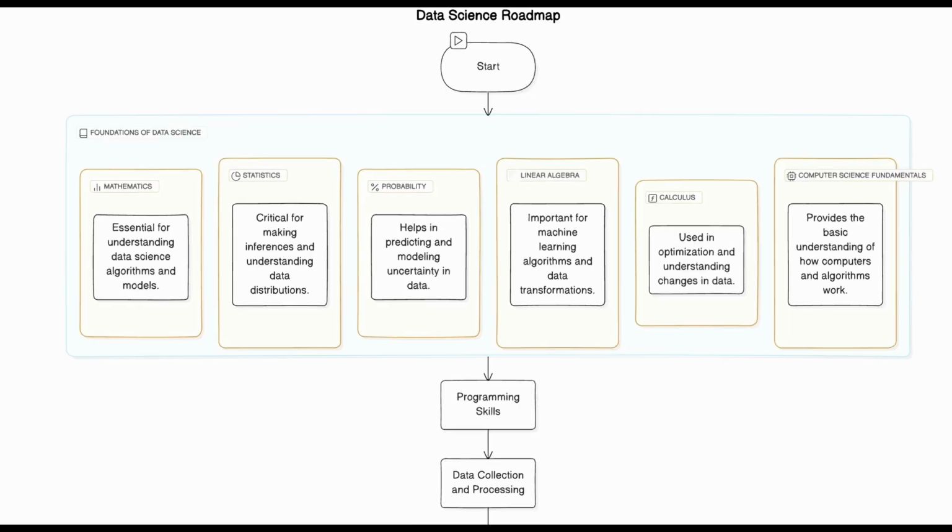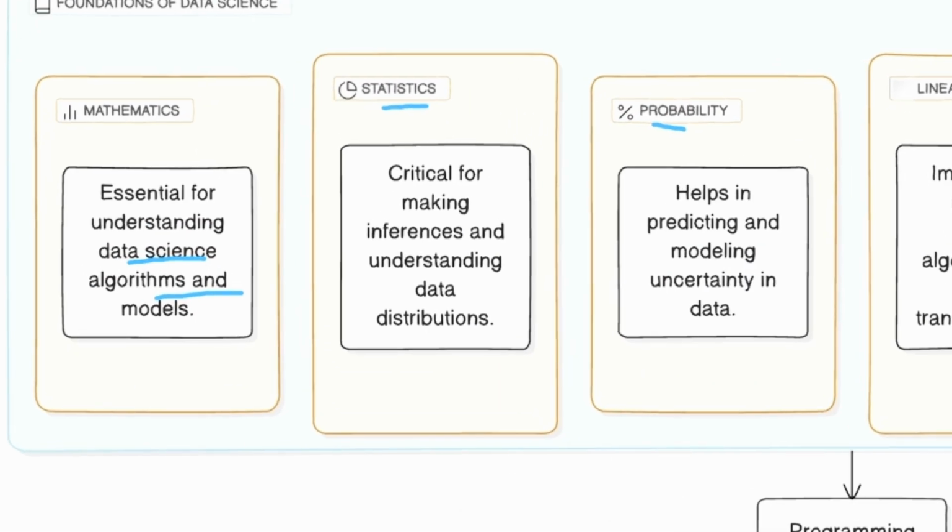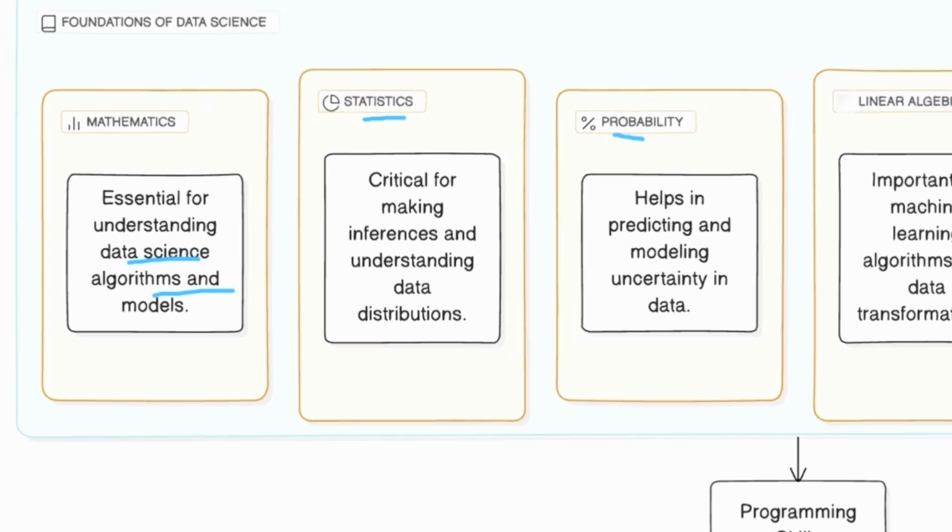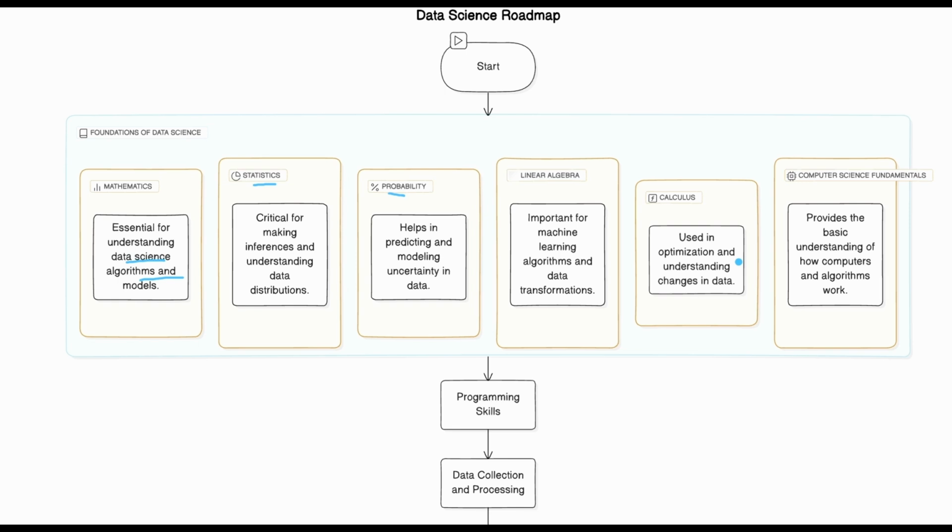So here I've expanded out the fundamentals of data science section. Now you'll see there are a few of these topics that you need to have at least basic knowledge of. That is topics like mathematics, which is essential for understanding data science, algorithms and even the models. And the same goes for statistics, probability, linear algebra, calculus, and computer science fundamentals as well.